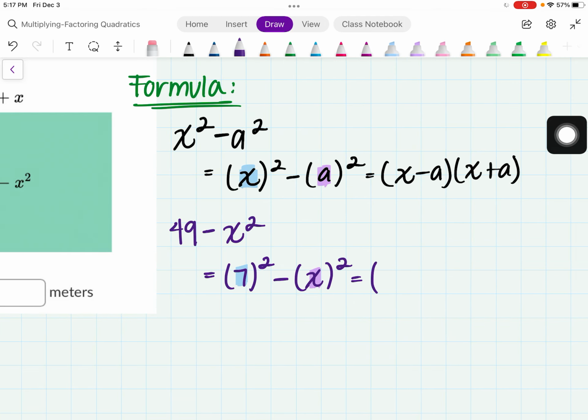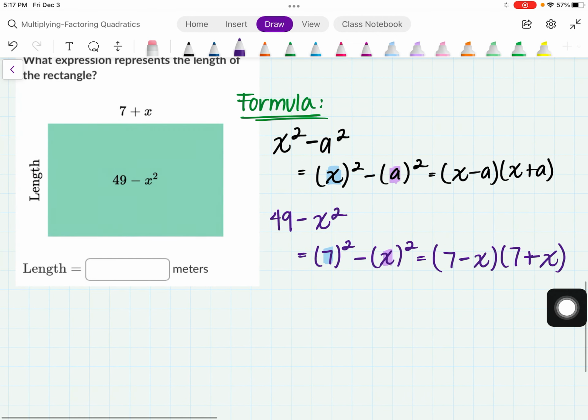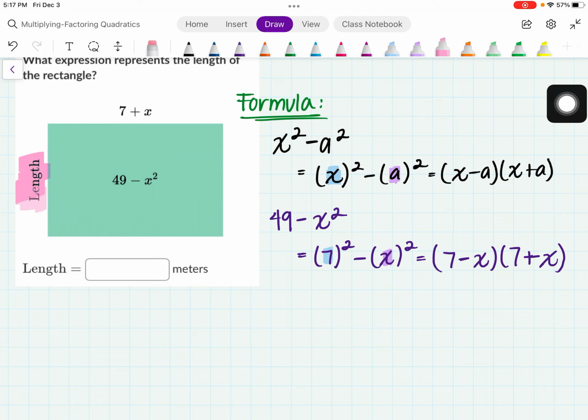So our answer here should be 7 minus an x times 7 plus an a, plus an x, I'm sorry. But in this case, that's our factored form. But the only thing is that they're asking only for one side. So our missing side in this case, our length, is 7 minus x, because they already gave us 7 plus x. So our answer here is 7 minus an x.